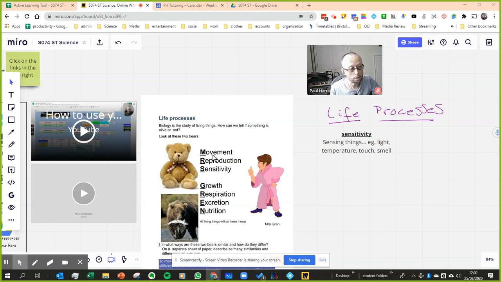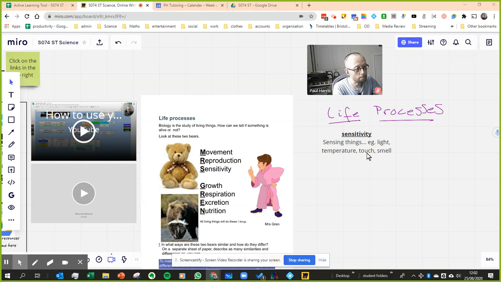Okay, actually, plants do move as well. Technically, they move in the direction of the sun, and their roots go down. So we can kind of say that's like movement. Reproduction, again, plants reproduce because they make other plants. So that's reproducing. Sensitivity, well, sensitivity is sensing things.